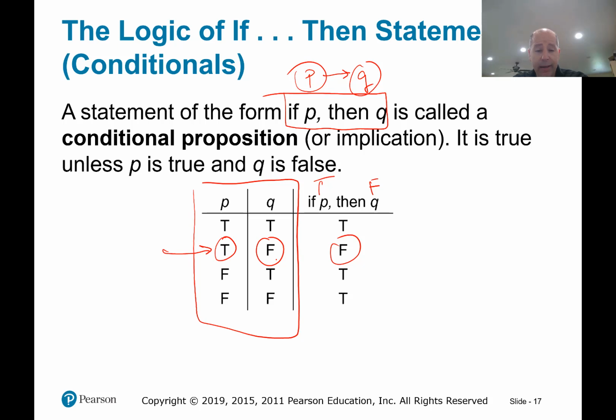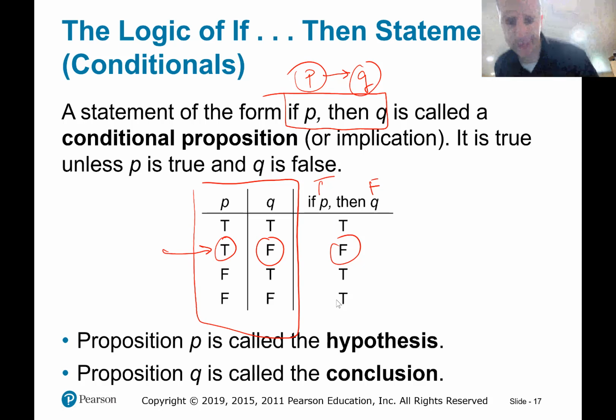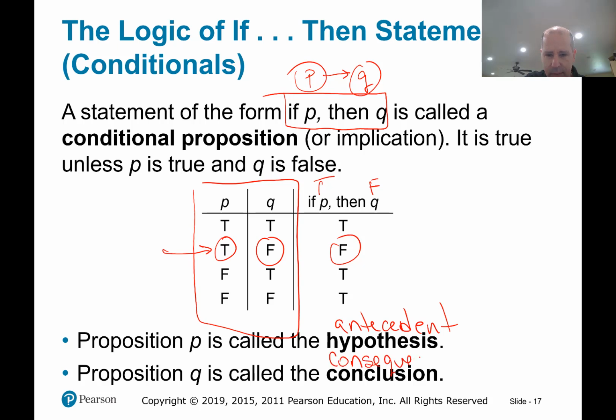Okay? That's why the only time you can say that the statement is false is if the antecedent is true, the if part, and the consequent is false, the then part. And then of course, again, they use hypothesis and conclusion. That's fine. Typically, we also use antecedent and consequent. Okay, same thing.